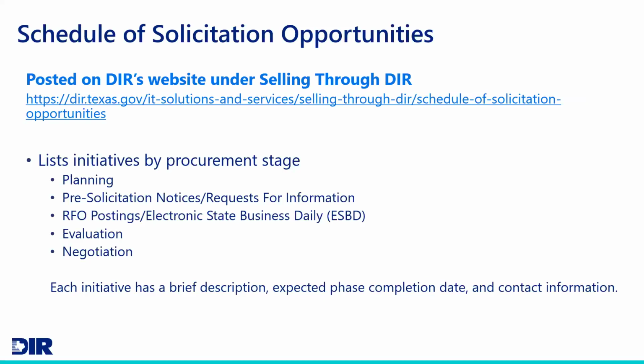Vendors can also view our schedule of solicitation opportunities. This is our procurement schedule that we publish on an annual basis, and it shows vendors everything we've got in the planning stage, what's moving forward into pre-solicitation notices, also what is currently posted for vendor offerings, and also what is currently posted on the ESBD. They can also see what we've currently closed and are now evaluating and negotiating.